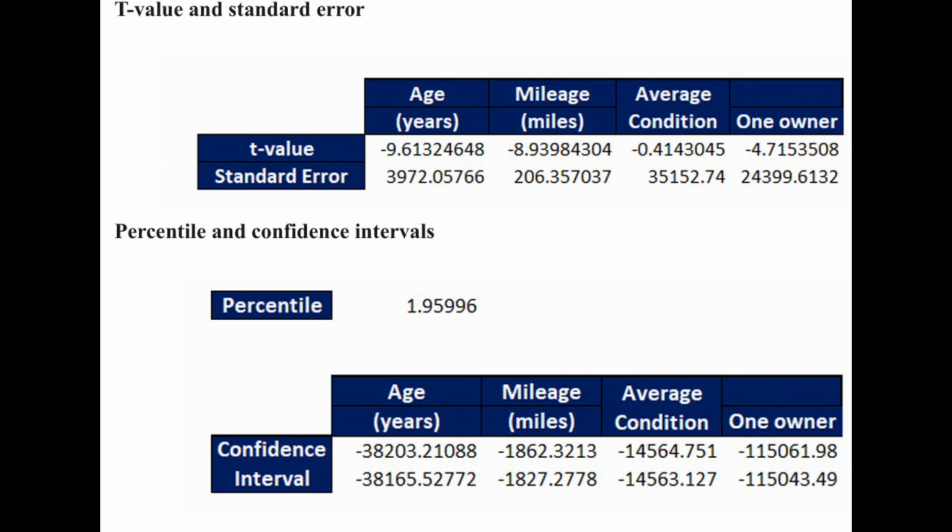And lastly, to know if our variables are linearly related to the price, we use the t-test, in which we can see that age, mileage, and the one owner are linearly related because they fall in the zone of our 0.05, but the average condition doesn't. And also in the confidence intervals, we know with 95% probability that the slope of all of our variables is between those confidence intervals.